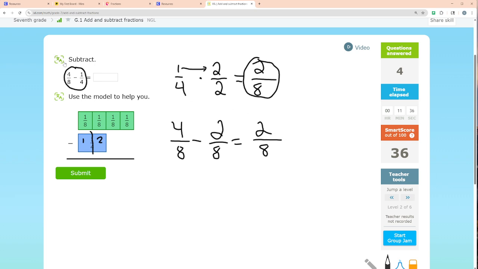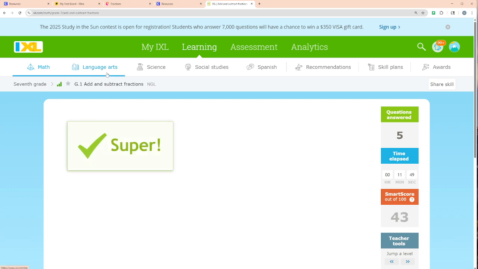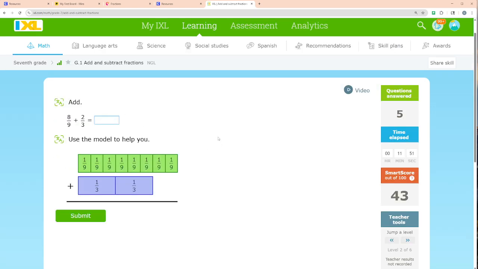Now, it's probably going to have me reduce this. I'm not sure because I haven't tested this one out yet. It should be 1/4, this right here. We're going to find out though. Maybe 2/8 would work, and then we learn how to reduce later. Aha! Okay, so we learn how to reduce later.